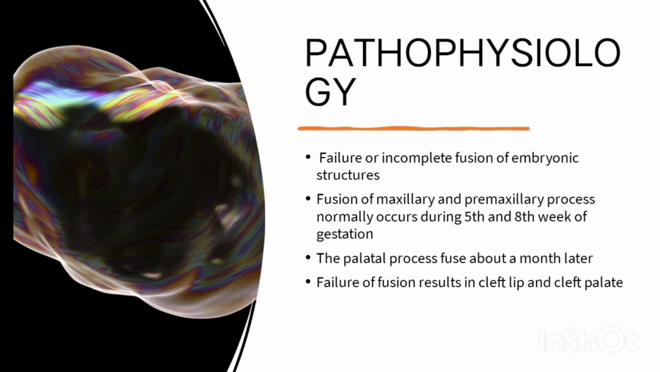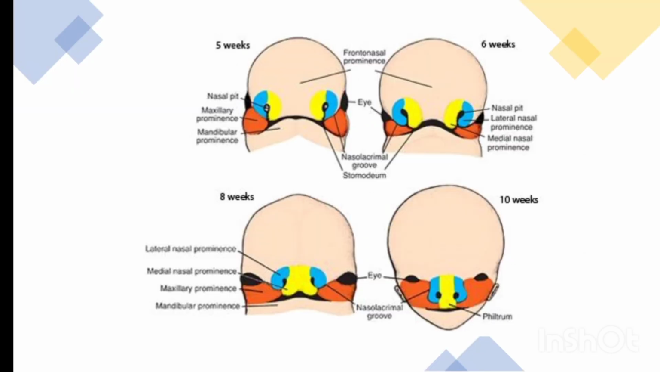So the pathophysiology is the failure or incomplete fusion of embryonic structures. The fusion of the maxillary and premaxillary process normally occurs during the 5th to 8th week of gestation. The palatal process fuses about a month later. The failure of this fusion results in cleft lip and cleft palate. So there should be a fusion between the maxillary and premaxillary process by the 5th to 8th week, and during that time, if the mother is exposed to potential causes like anticonvulsant medications, X-rays or any other medications, it will lead to a cleft lip and palate.